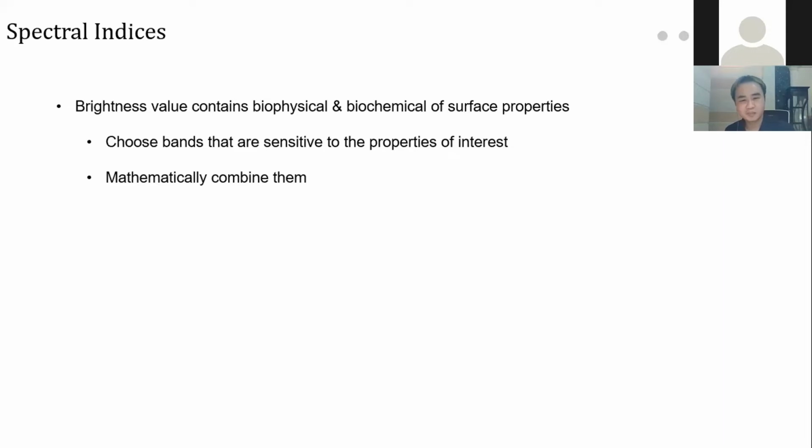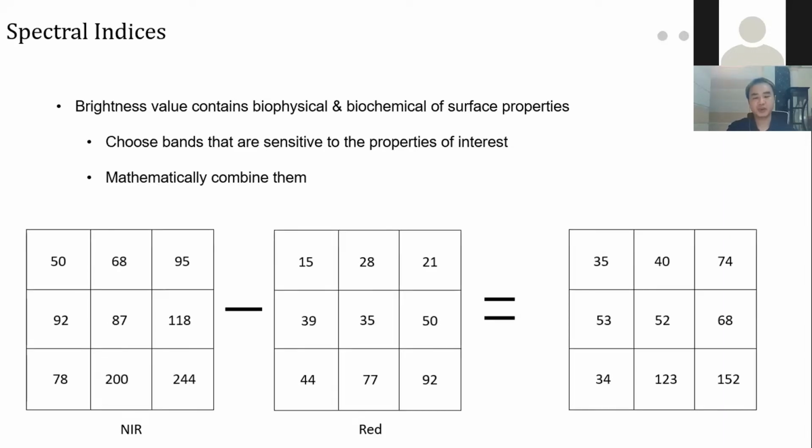So what is combining the bands? Here, for example, we have the image of near infrared and red bands, and each pixel in there will have a value reflecting the brightness of that pixel. And combining them means applying the formula to each pixel in the same location. Here, briefly, we subtract the near infrared value by the red value, and we will have the difference in the brightness pixel value. Of course, the formulas to combine them are more complicated than just that.